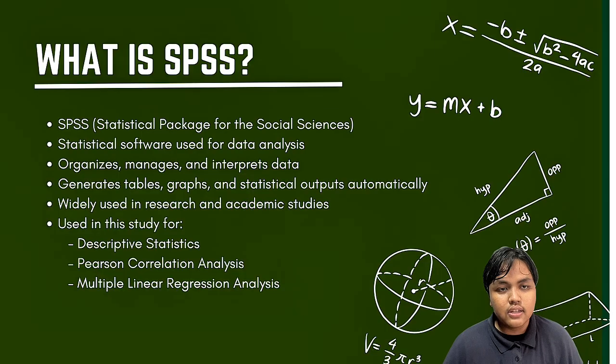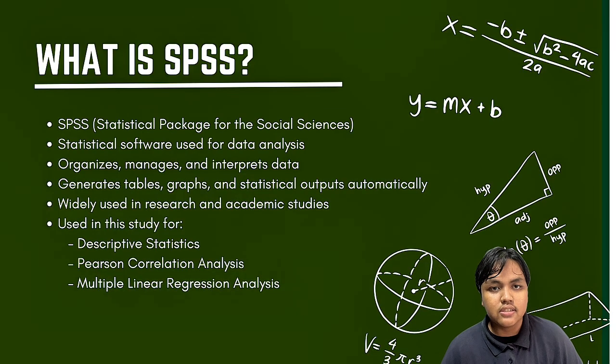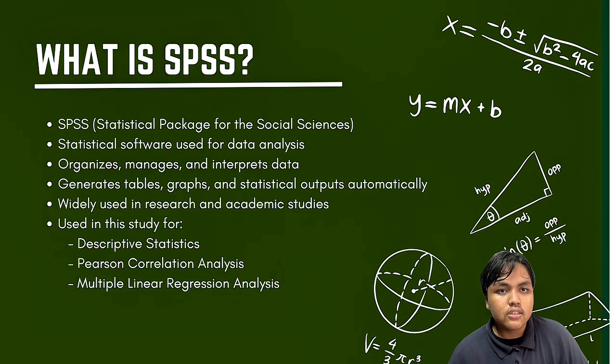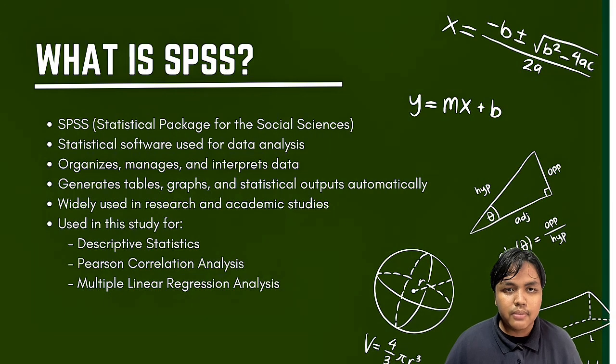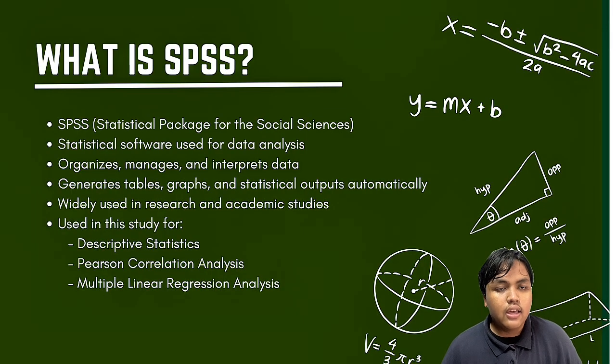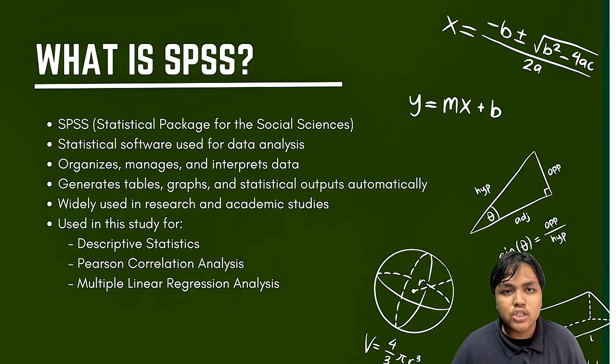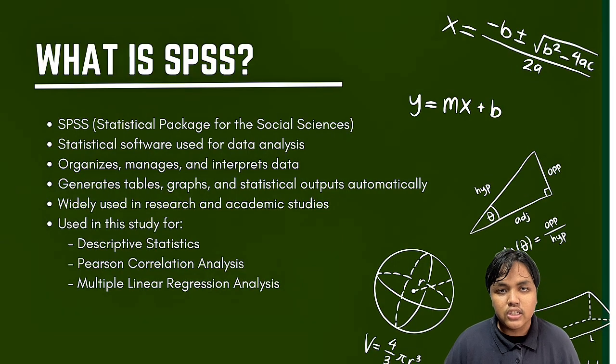SPSS, or Statistical Package for the Social Sciences, is a statistical software used to organize, manage, and analyze data. It is widely used in research because it can generate tables, graphs, and statistical outputs automatically. In this study, SPSS was used for descriptive statistics, Pearson correlation analysis, and multiple linear regression analysis.